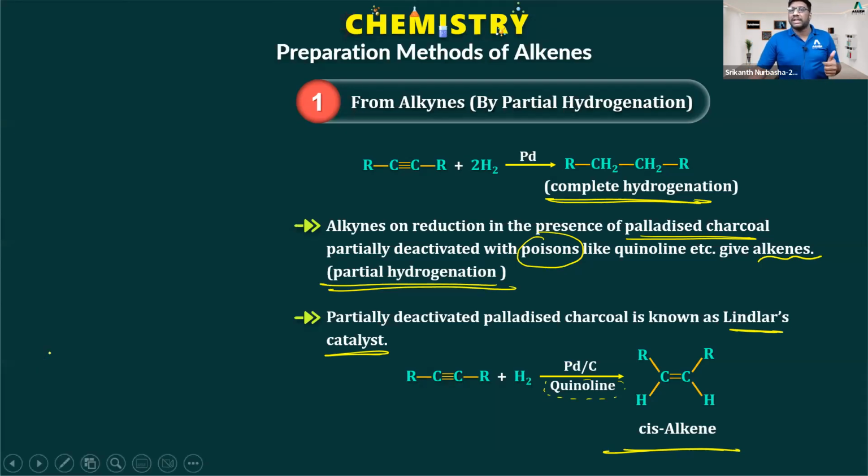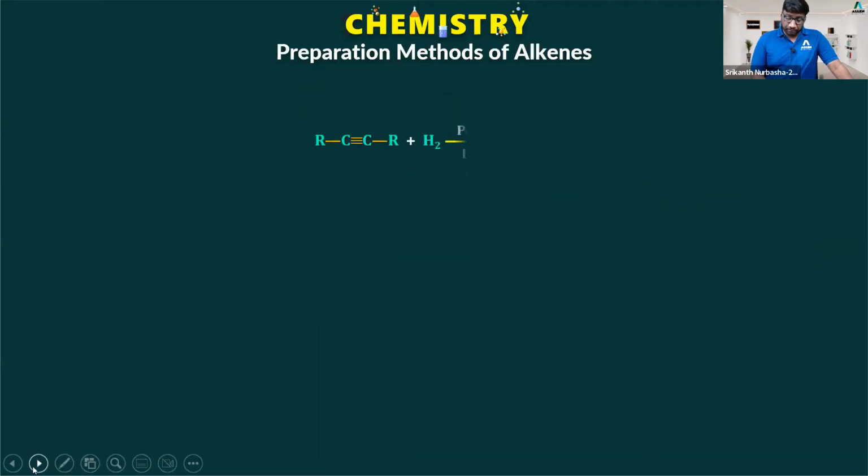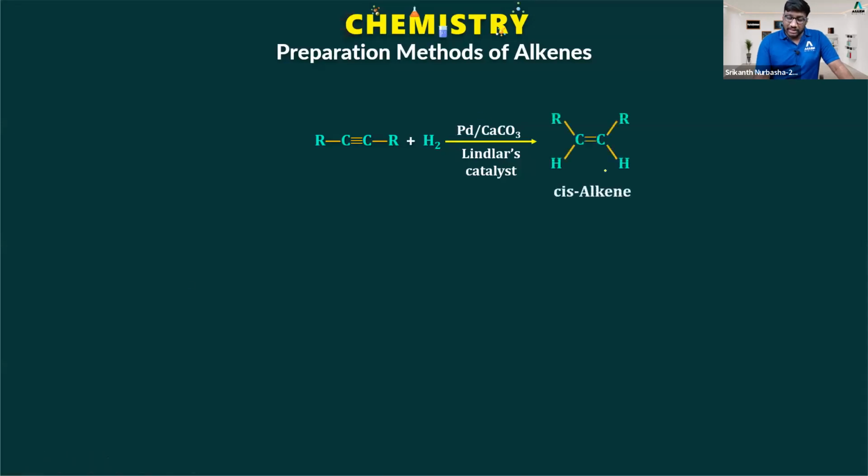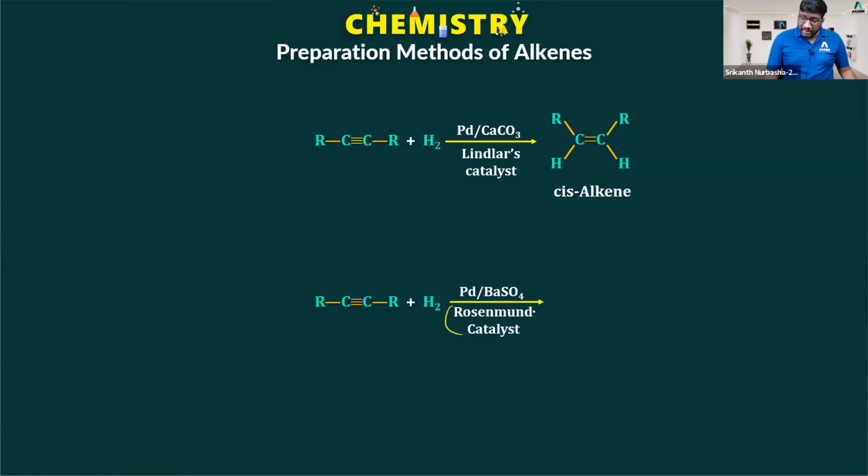Promoters increase the activity of the catalyst by increasing the lattice spacing. Poisons decrease the activity of the catalyst by acting as competitors. RC triple bond CR plus H2, palladium in the presence of CaCO3, is nothing but Lindlar's catalyst, or you can also take charcoal. It will form cis alkene, RCH double bond CHR. You can take palladium in the presence of BaSO4, which is nothing but Rosenmund's catalyst. Whenever you use barium sulfate, the name changes.